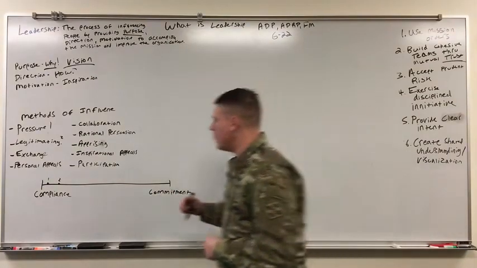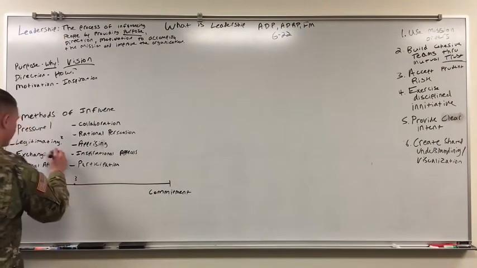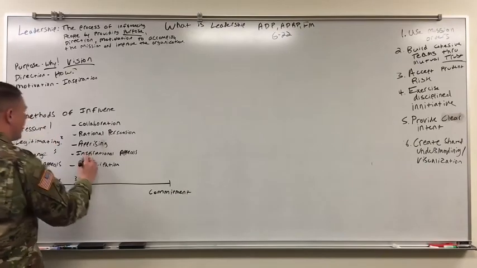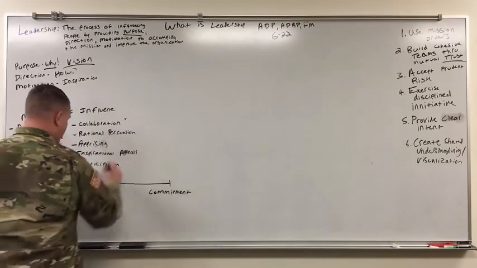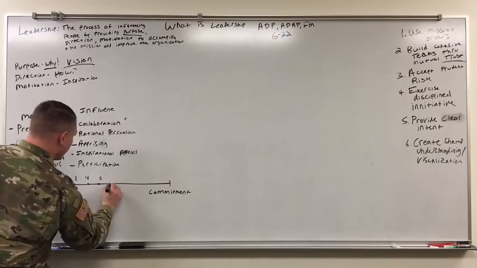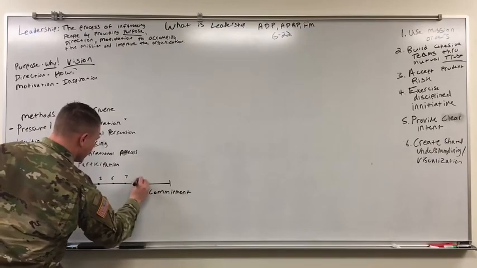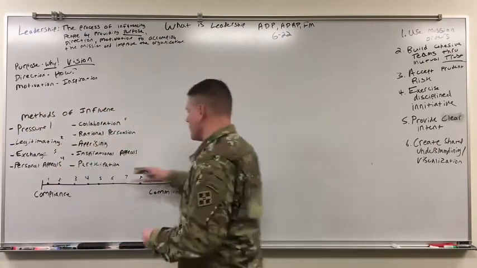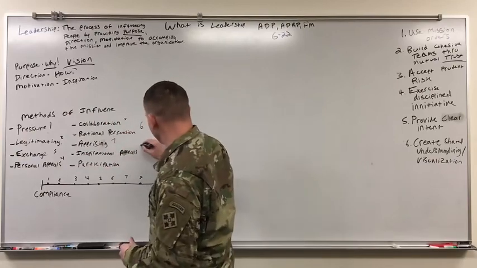So we'll just throw them all up here, right? We'll put 3 for exchange, and maybe personal appeals is somewhere in here. And again, these are windows, right? They're not necessarily dots. 5, 6, 7, 8, and 9. All right, so all these methods of influence fall somewhere on this spectrum.